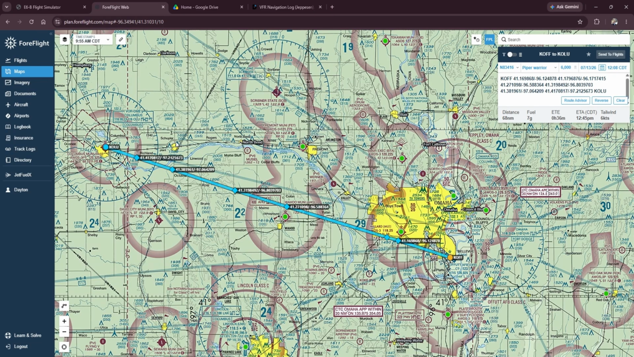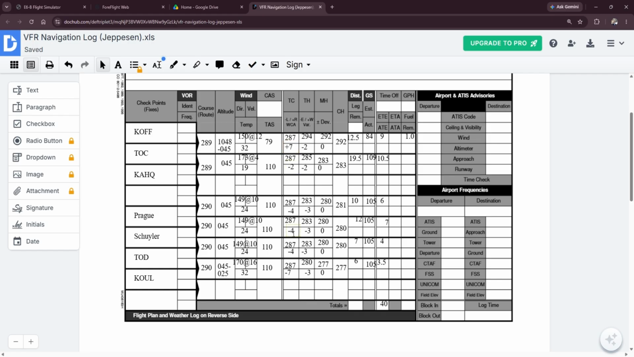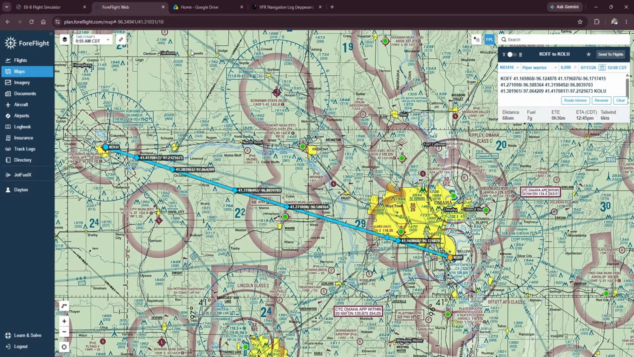So if we go over here, we have our course here. I've plotted out some points already. We'll get into how I find these points. So our course, Offutt to Columbus. We need to start off with finding our true course, right? We can see our true course I've already found is 287, but how did I find that?